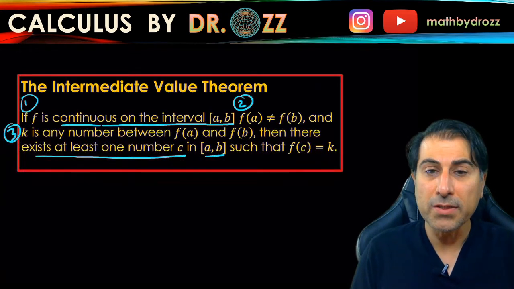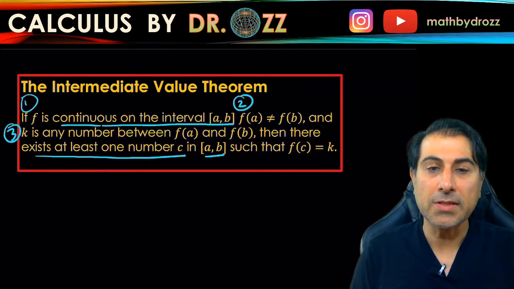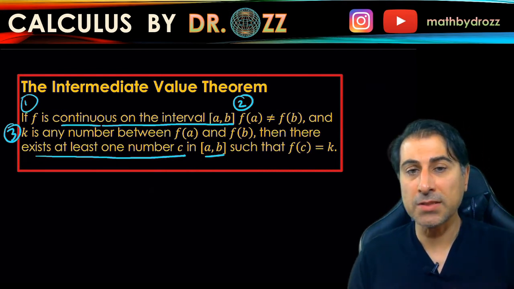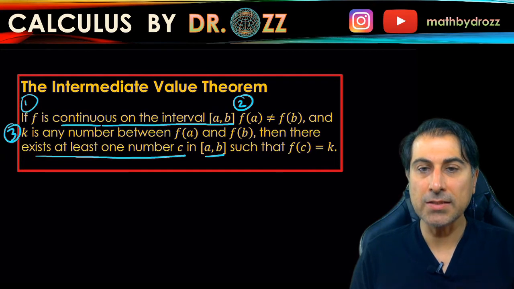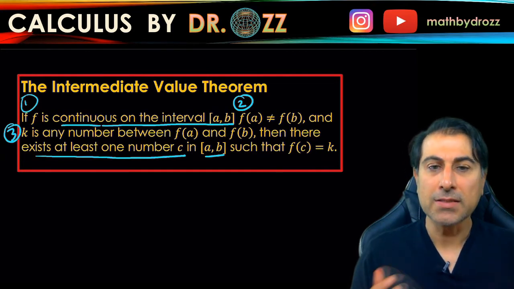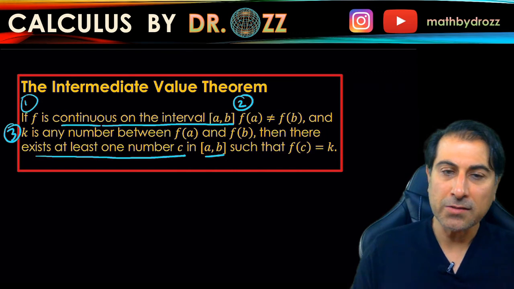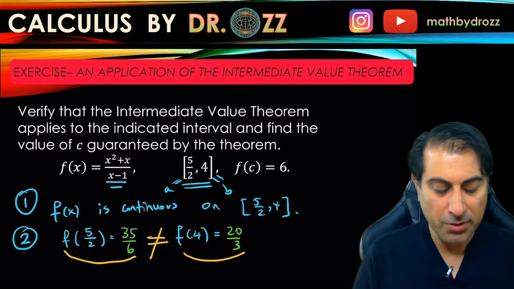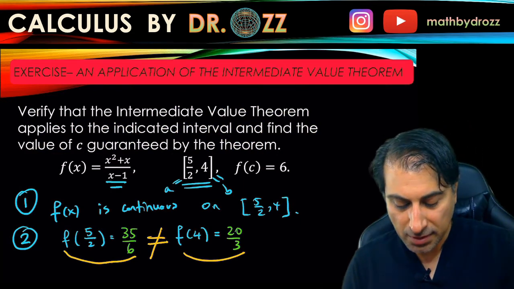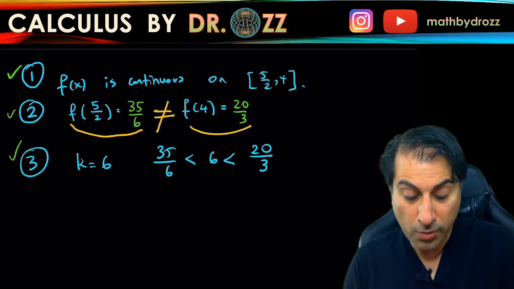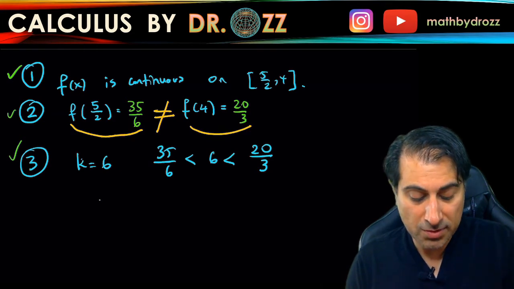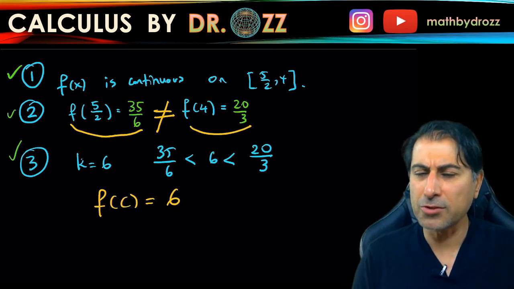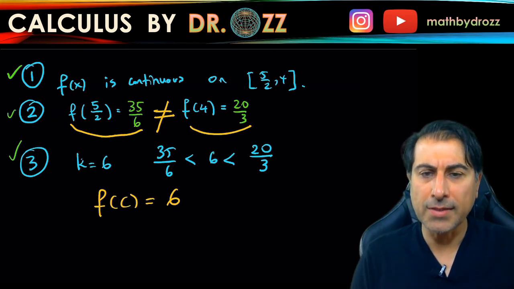And what is the conclusion here? The conclusion says that there exists at least one number c. We don't know exactly what that number c is, but we know that c is in between a and b, such that f of c attains the value of k. So going back to the statement, f attains the value of 6. So there's a c, one or maybe more than one c, such that f of c equals 6. So let's go ahead and try to come up with c.